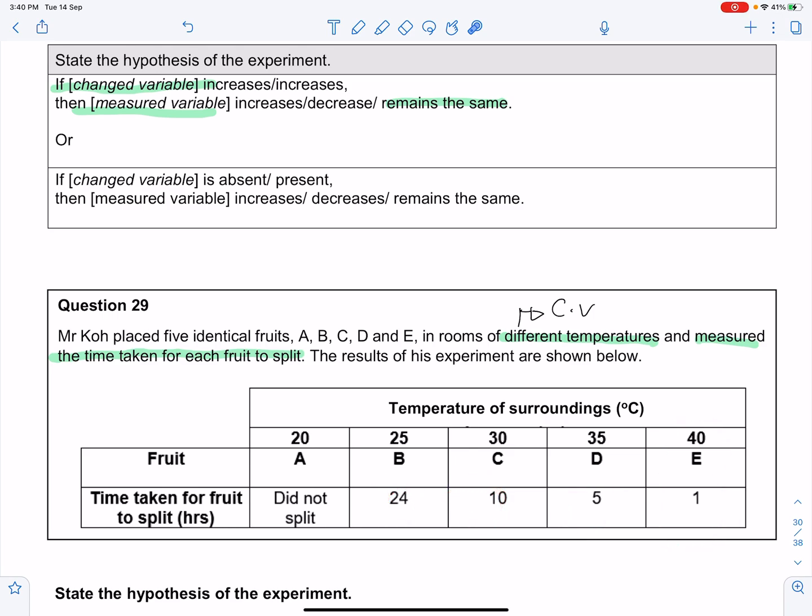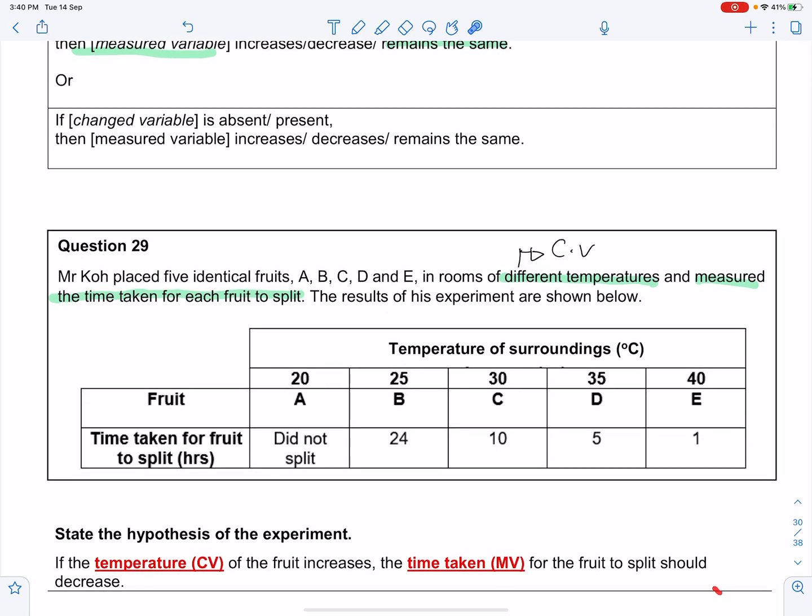Right? So basically, I can say that my change variable is different temperature. So if the temperature of the room increases, the time taken for each fruit to split should decrease. Phrase it like this. The word "if" needs to be there for a hypothesis. This is different from a relationship question. I want to point out the word "if", because it's a prediction. And this is what scientists do.